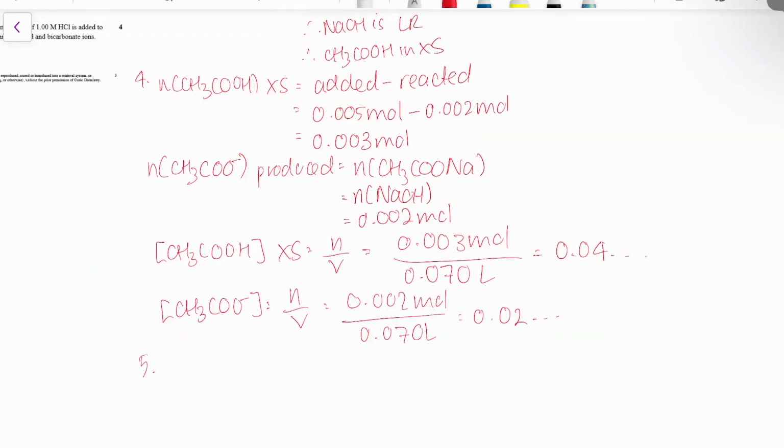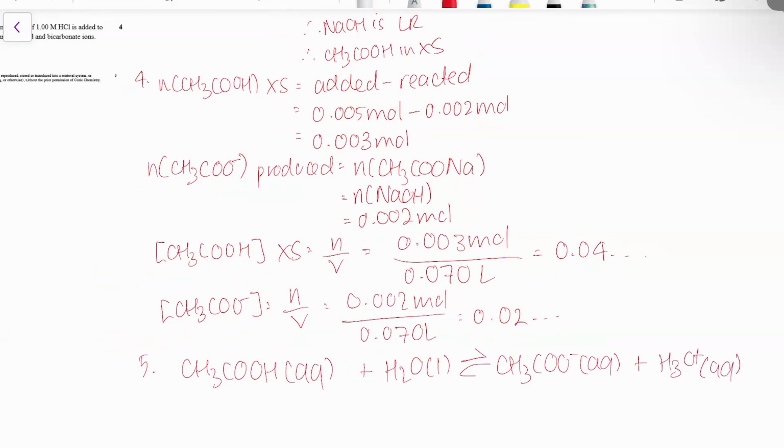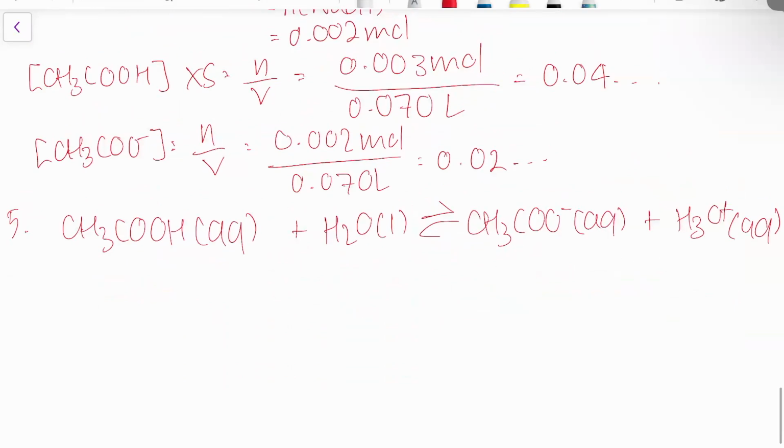So the base is not in excess, the acid is in excess. So CH3COOH aqueous plus H2O liquid turns into, double arrow, CH3COO minus aqueous plus H3O plus aqueous. Set up my ice table, ICE.